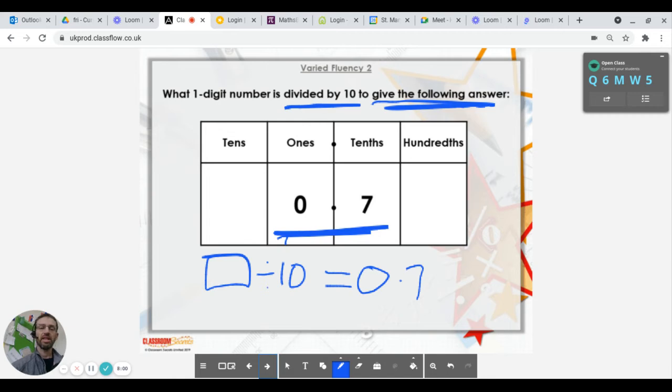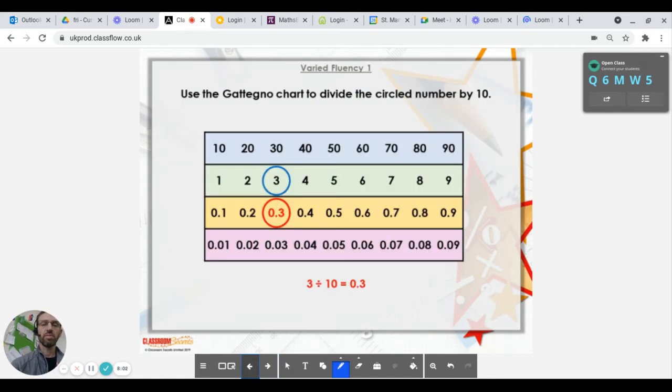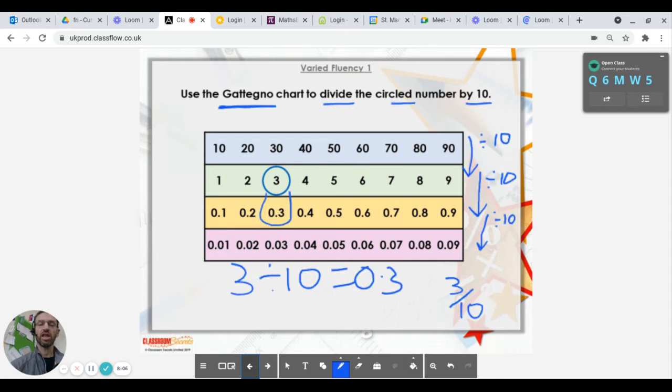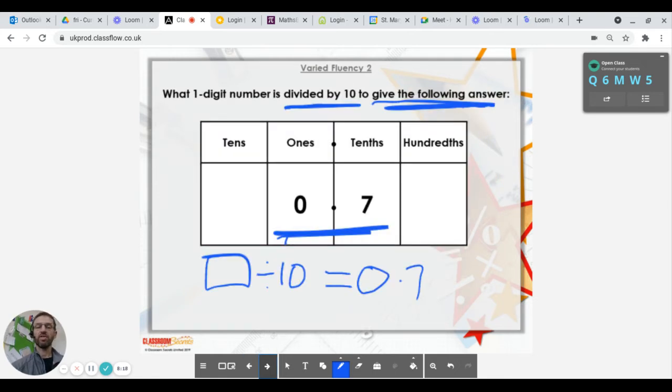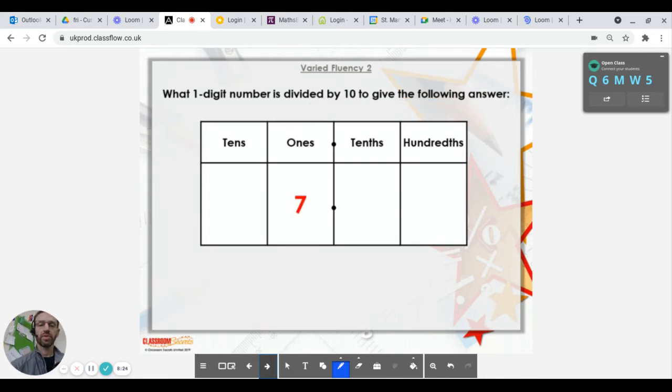Okay. And if we use this chart, again, it's helping us see how things change as they're divided each time. We're looking in this column now. Remember, columns go up and down. So we're looking in this column, and it's saying, what are we going to get if we take something and divide it, and it ends up being 0.7. So the answer would be 7. Okay.